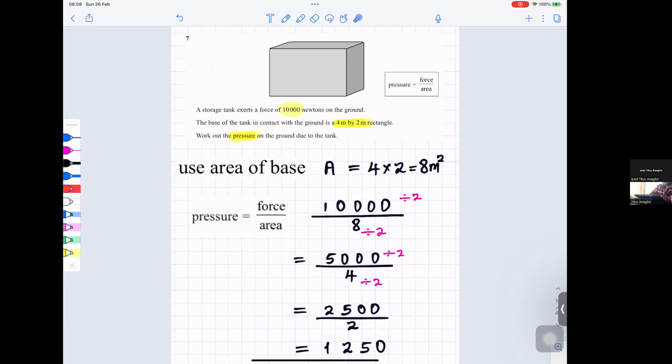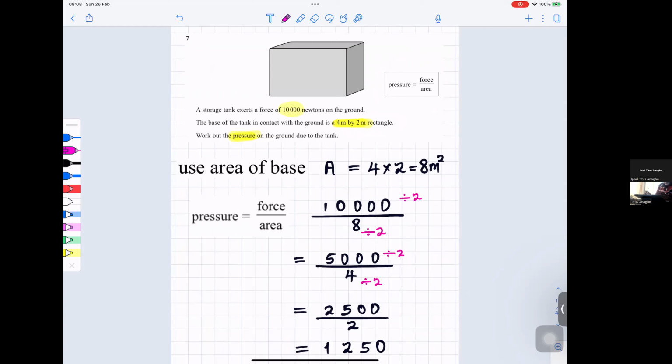Question number 7. Pressure is force divided by area. That formula is given to you. A storage tank exerts a force of 10,000 newtons on the ground. The base of the tank in contact with the ground is a 4 meter by 2 meter rectangle. Work out the pressure on the ground due to the tank.